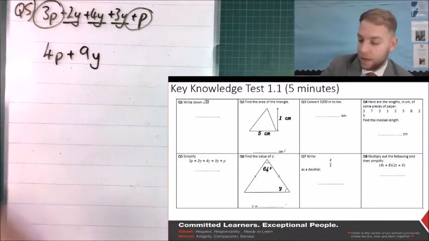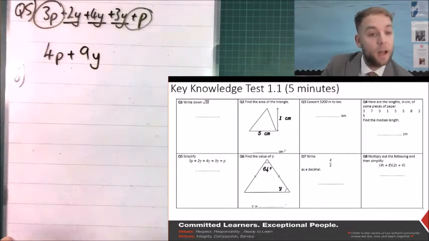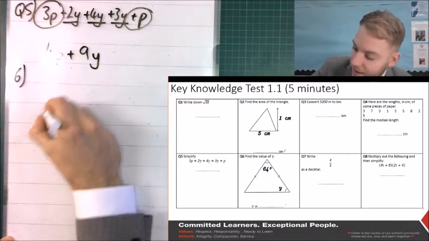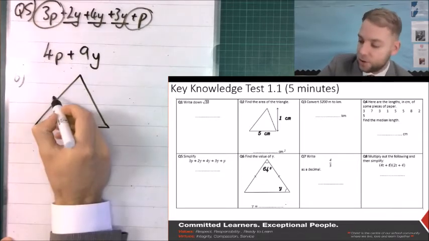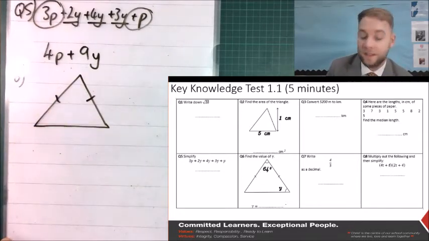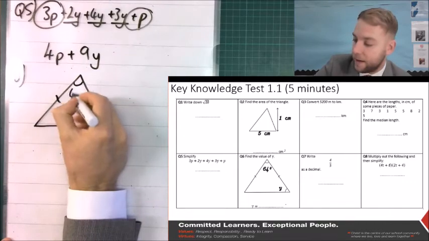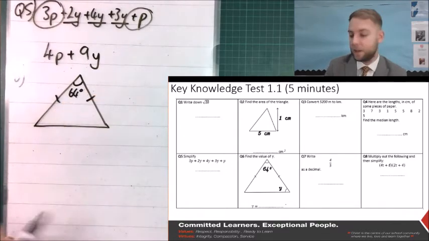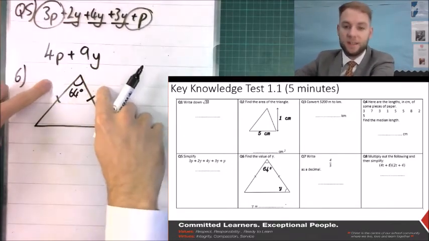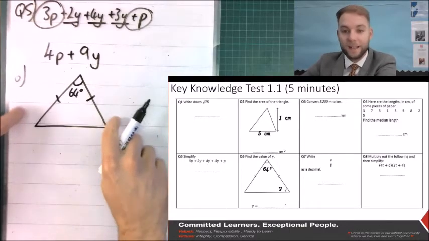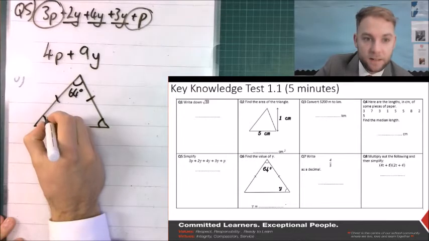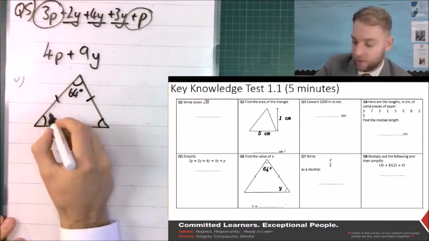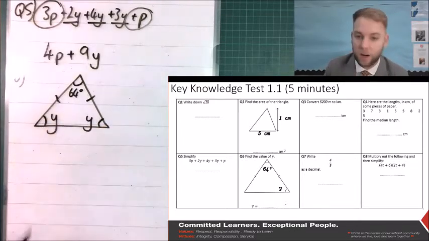Brilliant. Angles in a triangle. Make sure you know what type of triangle this is. Because of these two lines, we know that this is an isosceles, which means that the base angles are the same. Now, the base angles, you start with these lines here and you work your way out. So my base angles are these two. So these two here are the same. I'm going to call it y because it says find the value of y. So we know that's y and that's y.